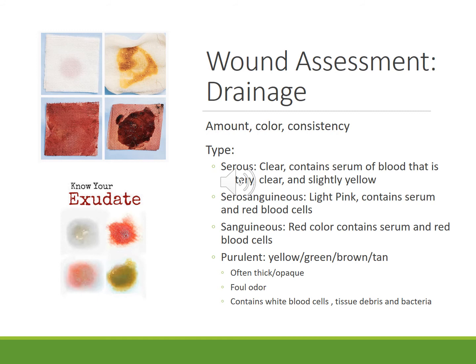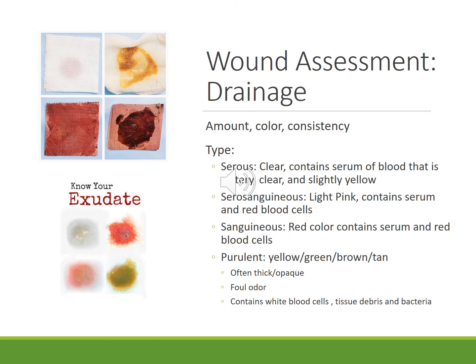The next term that we may use when we're describing wound drainage is serosanguinous. This is a light pink drainage. It contains some serum and red blood cells. In your bottom picture here where it says know your exudate, it is the bottom left picture. That is what we consider light pink, and we would describe that as serosanguinous in our documentation for that drainage. Sanguinous is a bright red color, contains serum and red blood cells.